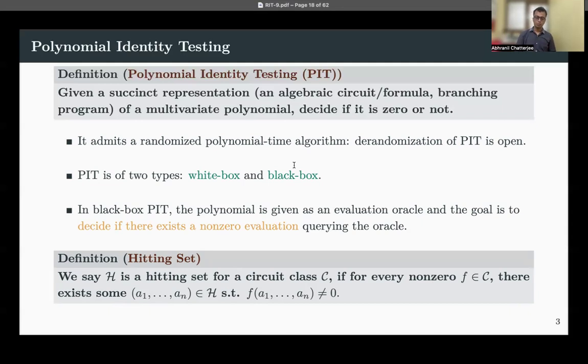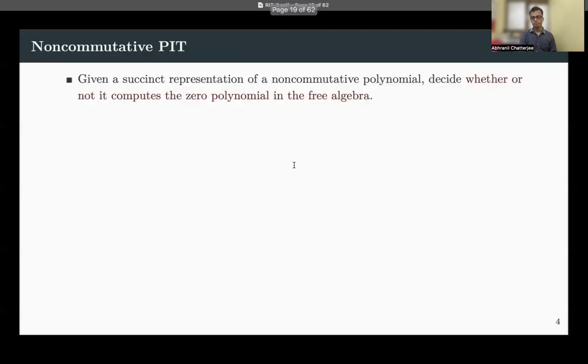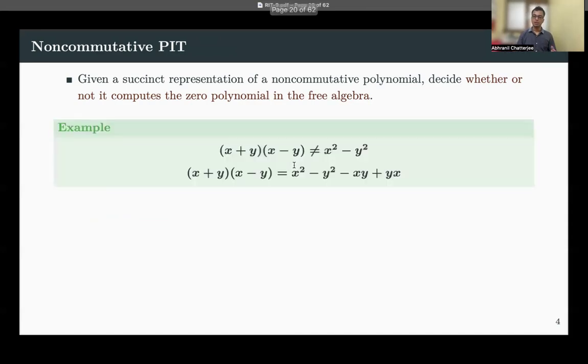Okay. Now move to non-commutative PIT, but the question is the same. We want to test whether it is a zero polynomial or not, but this time over the free algebra. How different can it be from the commutative setting? It just follows from this simple example. x plus y times x minus y is equal to x square minus y square, but only in the commutative setting. This doesn't hold in the non-commutative setting, as xy and yx we treat as two different monomials and they are not going to cancel each other out.